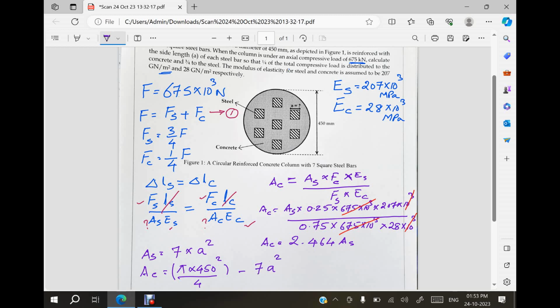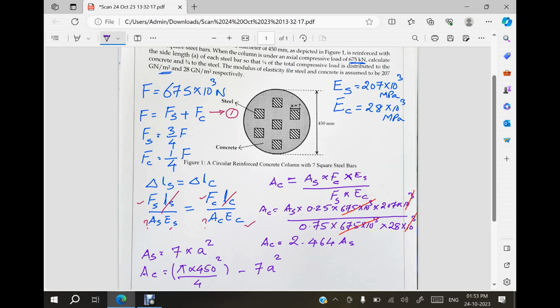But I know area of concrete is this much. At the same time I have got area of concrete as how much? I have got the equation here. AC is equal to 2.464 AS, is it not? So now what is the value of AS? AS is 7A square. Let me just put it over here.